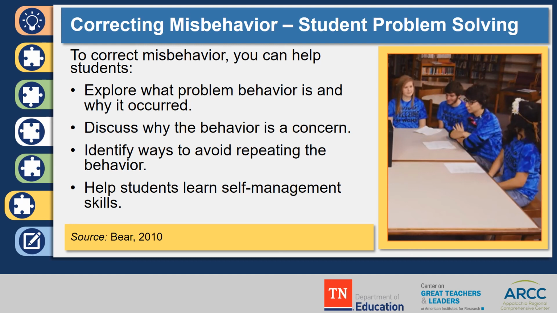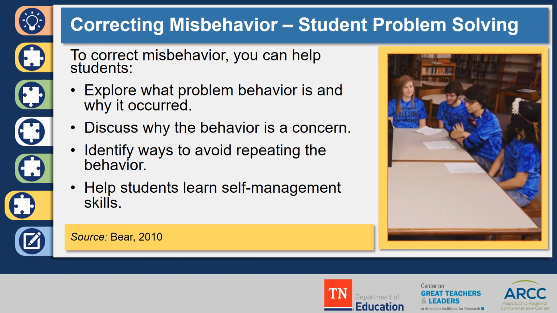To do this, students explore what the problem behavior is and why it occurred. They should understand that there are outside forces that may have influenced their behavior, but these outside forces didn't cause their behavior. Students discuss why the behavior is actually a problem, identifying why the behavior was inappropriate outside of reasons like, because I'm not supposed to. You can help students identify ways to avoid repeating the behavior, including how they can navigate their environment so as not to blame their environment for their behavior.